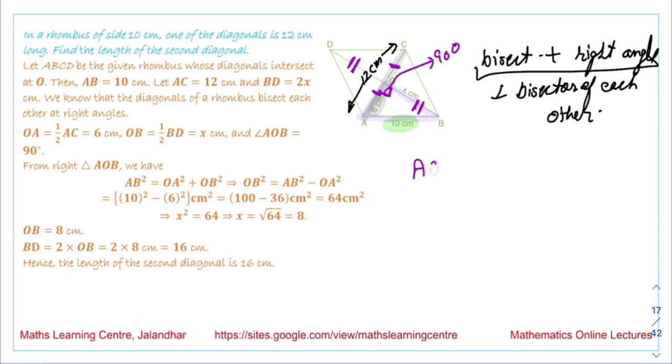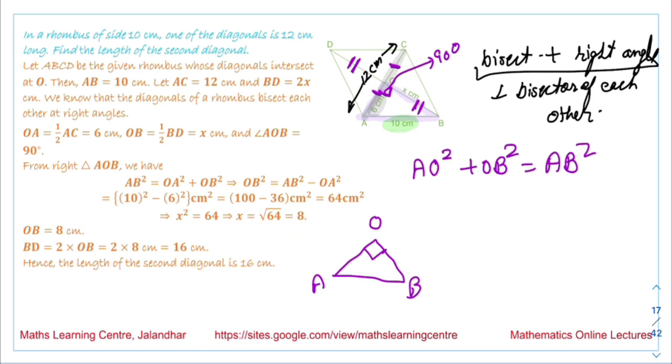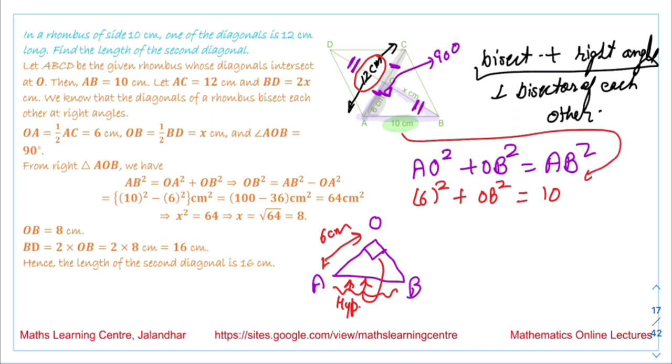So what we get is that AO square plus OB square will be equal to AB square. Because if we look at this triangle AOB, this angle is 90 degree. This is the side opposite to this angle, so this is the hypotenuse. So AB square is equal to the sum of the other two sides. Now we are saying this whole length is 12, so this AO will be 6 centimeter. So 6 square plus OB square is equal to AB square, and AB is 10, this is given to us.